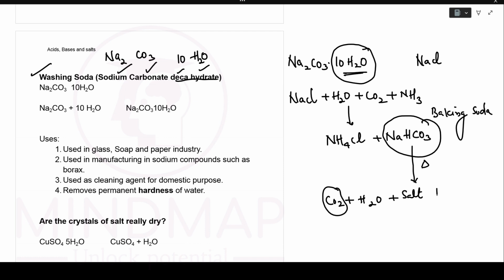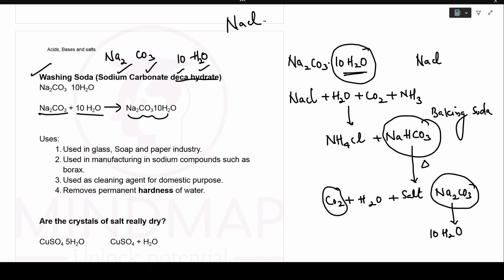Now, along with this, when you heated it, which salt did we get here? We got Na2CO3, sodium carbonate salt. Now, when we added 10 molecules of water to this sodium carbonate, what did we get? We got washing soda. So, this is how we got washing soda from common salt NaCl. So, from common salt, how many things did we get? We got washing soda, we got bleaching powder, we got baking soda.